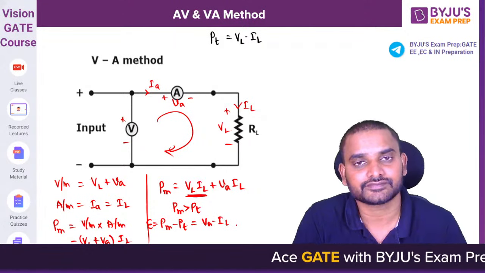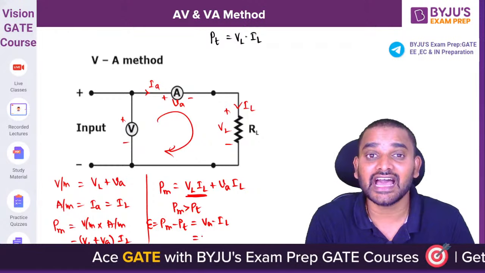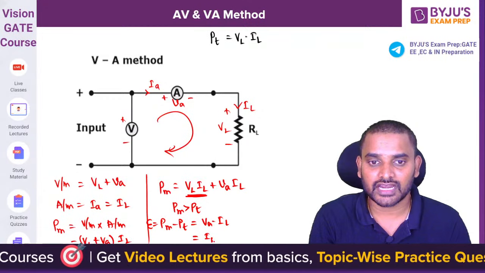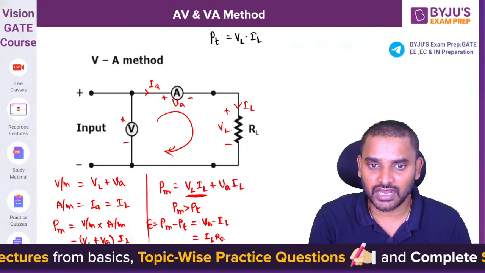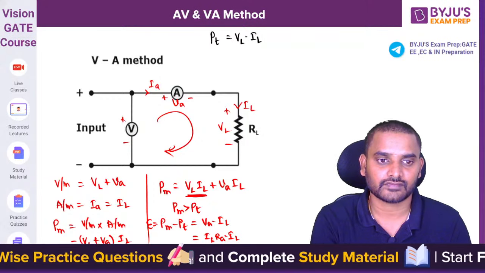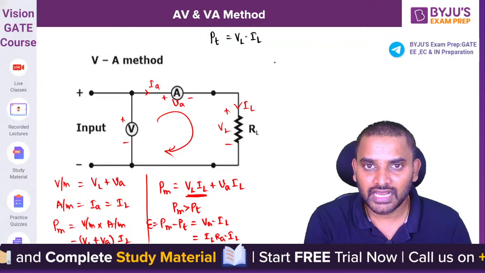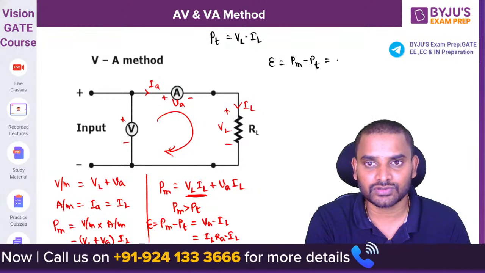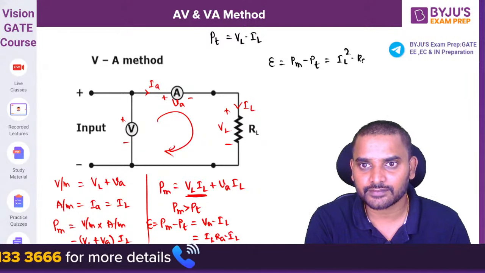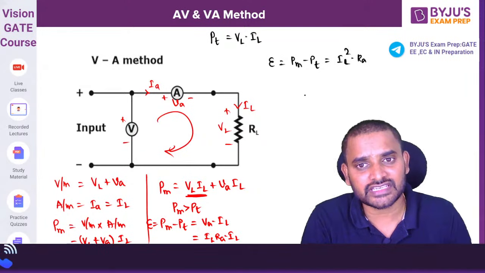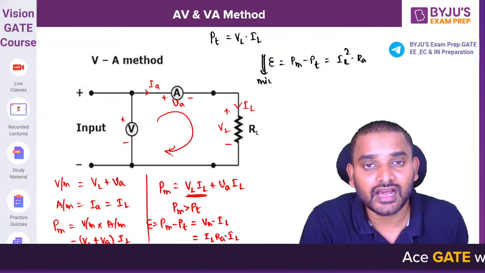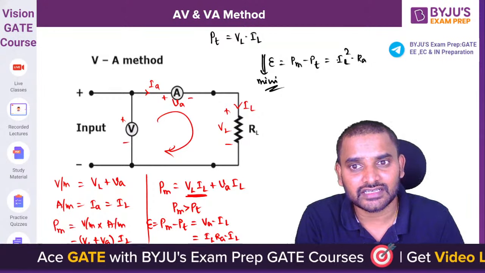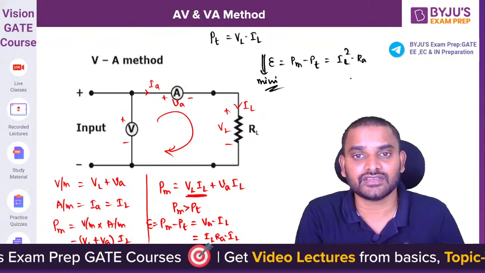How can I write VA? I can write VA as IA into RA, the current flowing through the ammeter into the resistance of the ammeter. The current flowing through the ammeter is IL, so it is IL into RA into IL. So the absolute error PM minus PT is equal to IL square into RA. Again the same logic here: we need to get minimum error. How do you get minimum error? If the current is lesser, or if the resistance of the ammeter is lesser, you will get minimum error.